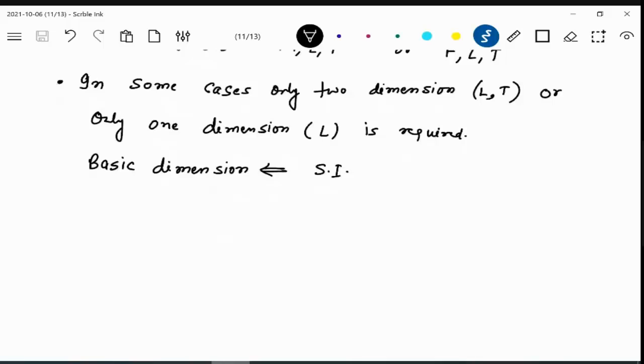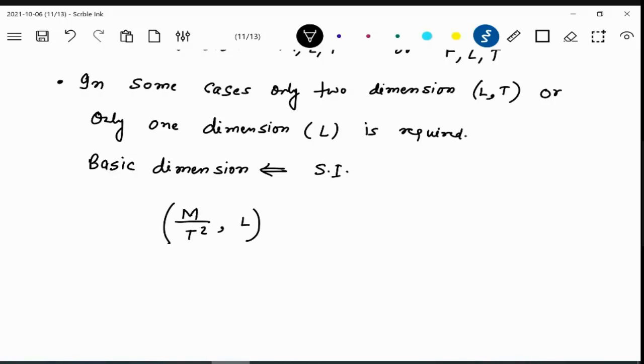In some cases, you can have a reference dimension that is a combination of basic dimensions. For example, let's say you have a problem in which you require two dimensions, m by L square and L, m by T square.